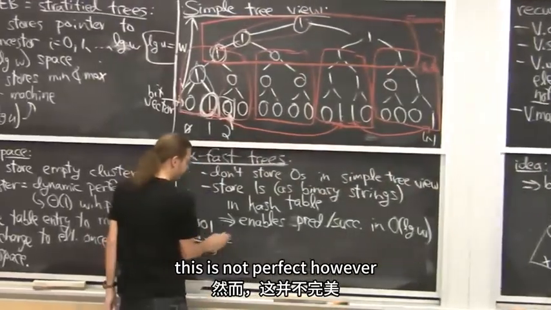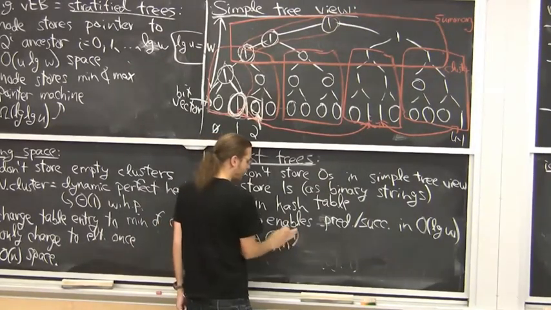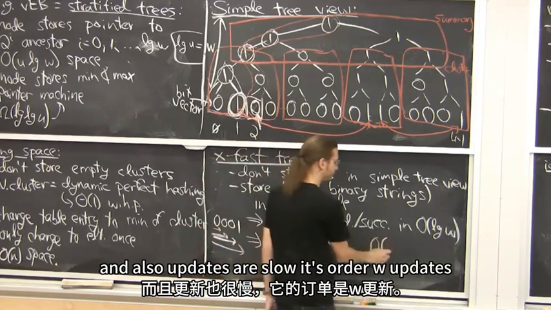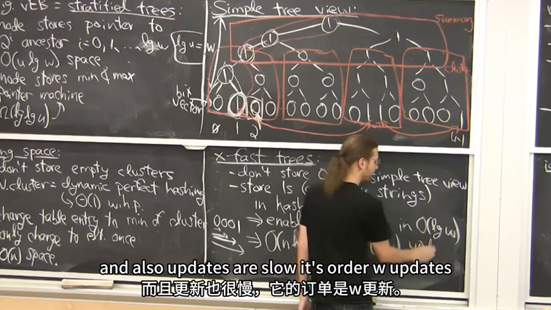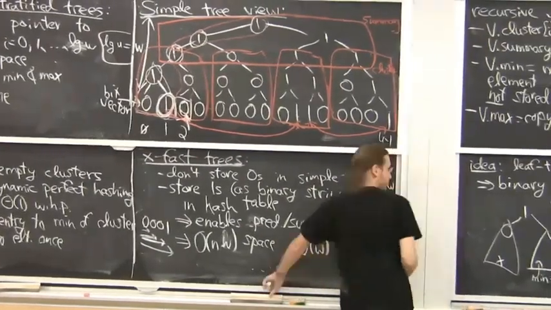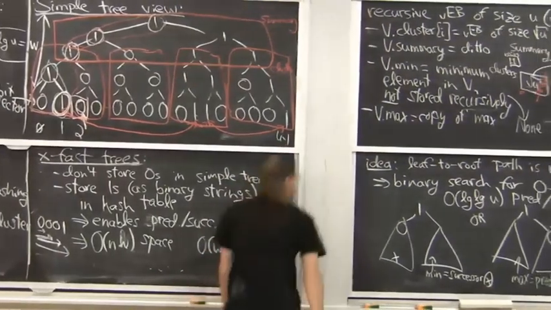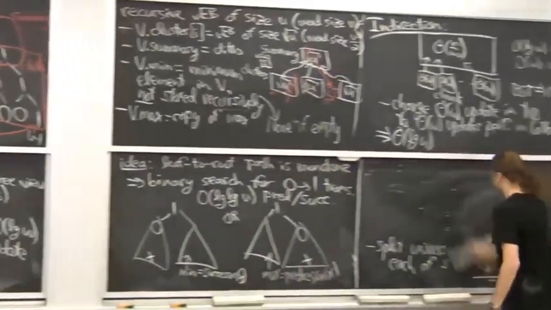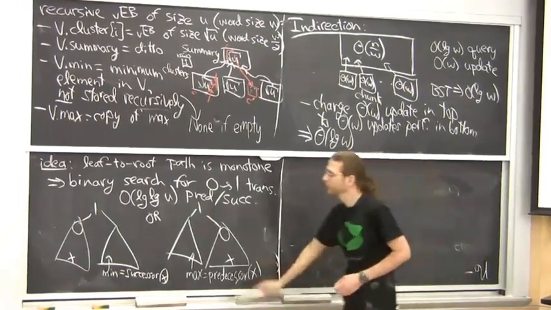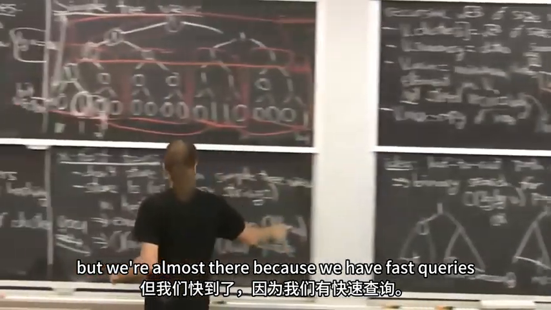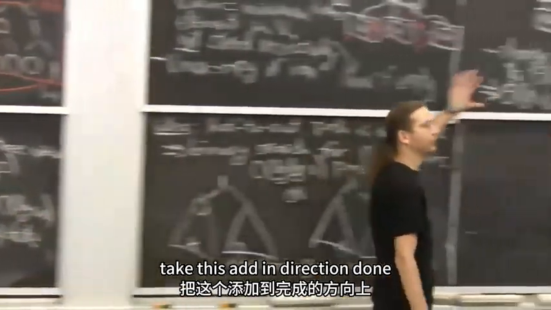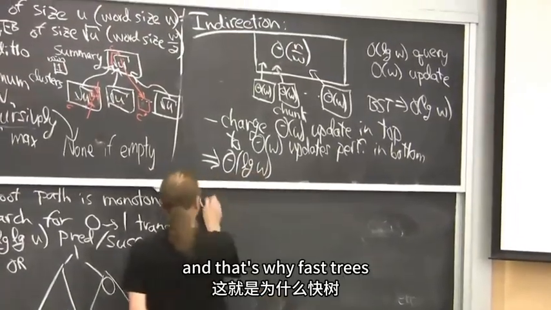This is not perfect, however, in that it uses nW space, and also updates are slow. It's order W updates. But we're almost there, because we have fast queries, slow updates, not optimal space. Take this, add indirection. Done. And that's Y-fast trees.